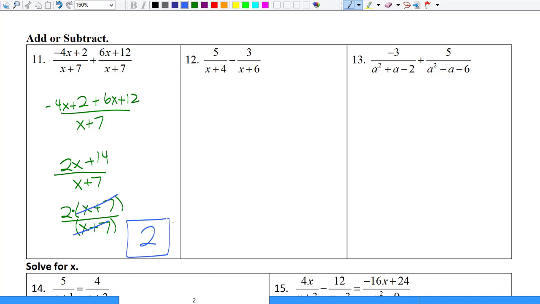All right, so that one was a nice example because we had a common denominator already. Now the next two don't have common denominators, so you have to force the common denominator. So on number 12 we have x plus 4 and x plus 6 in the denominators. So my LCD is going to be simply x plus 4 times x plus 6. You have to have one of each.